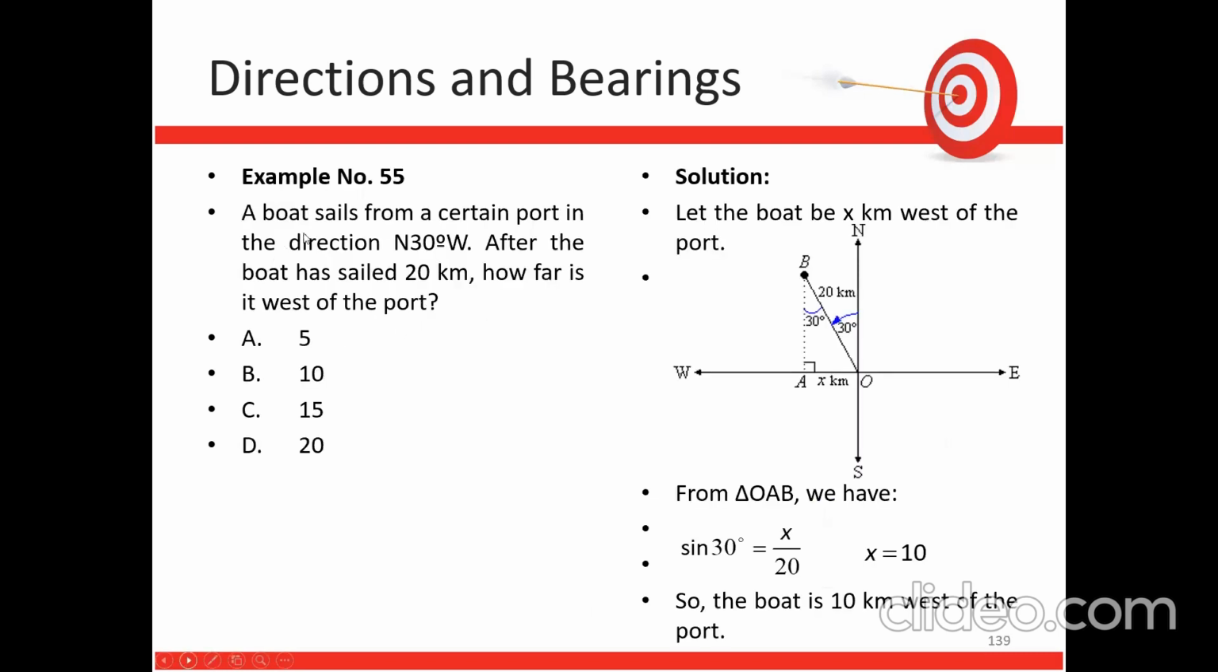Example 55. A boat sails from a certain port in a direction of north 30 degrees west. After the boat has sailed 20 kilometers, how far is it west of the port? West yan, di ba? Andun yung 30 degrees west, north 30 degrees. So ang required mo yung x. So, sin 30 is equal to x over 20. So x is 10.